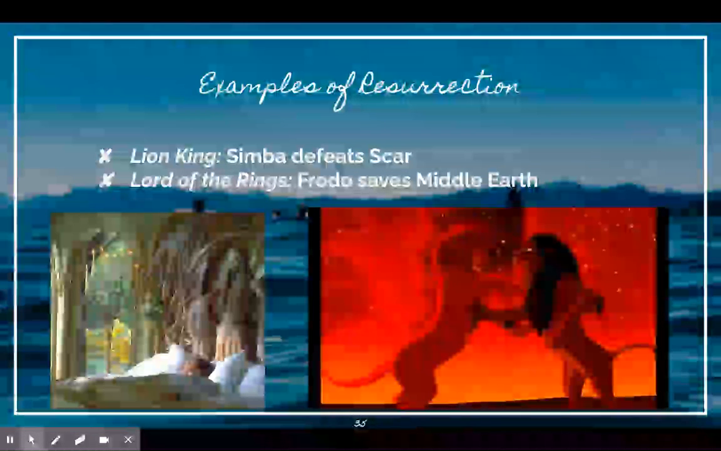So for example, this would be like when Simba defeats Scar, right? And he is able to save his ordinary world. If you're familiar at all with The Lord of the Rings, after Frodo has gone to Mordor and the ring has been thrown into the fires of Mount Doom, he saves Middle-earth and he comes back. He's in Rivendell and sort of awakens and all of his friends are there and so on. So he has saved Middle-earth.